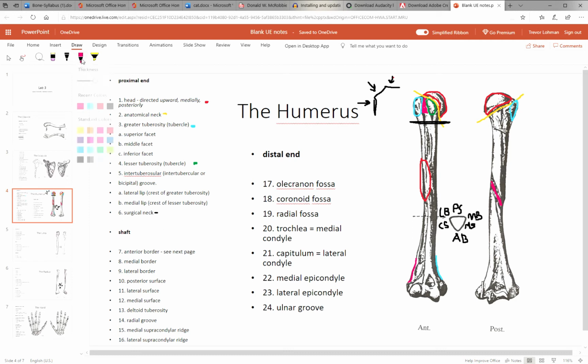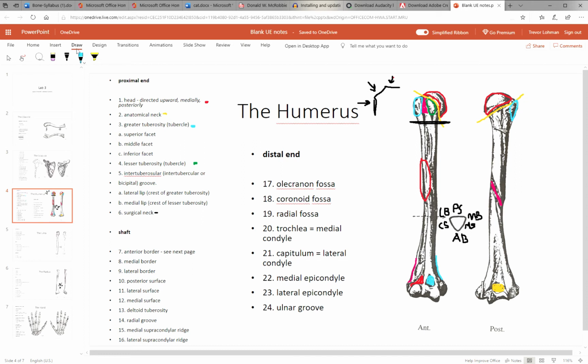So let's look at the distal end. We have the olecranon fossa in the back. The olecranon process will sort of fit into that. And then on the front, we have two more fossas. We have the radial fossa, which is where the head of the radius will sit when your arm is flexed. Right there. And we have the coronoid fossa. The coronoid of the ulna will kind of sit in there when your arm is flexed as well.